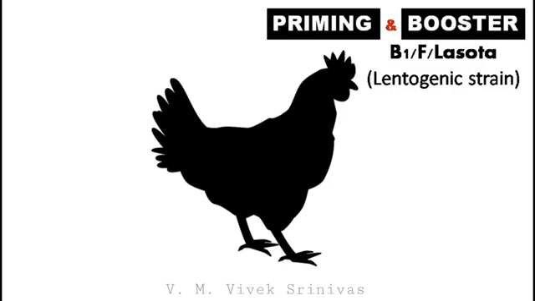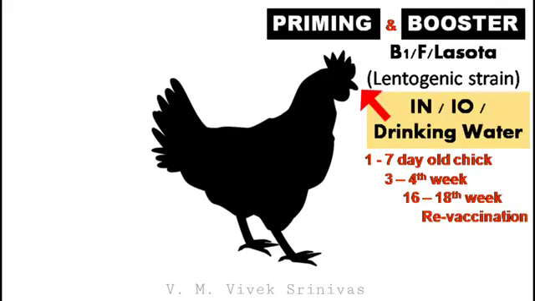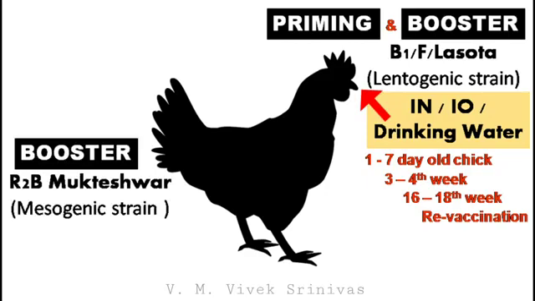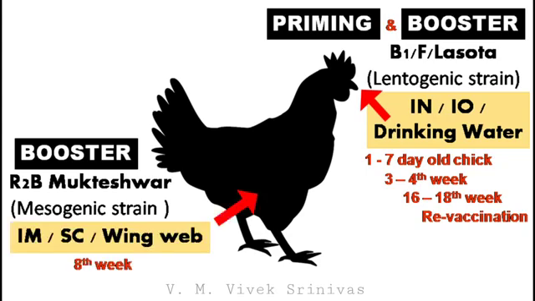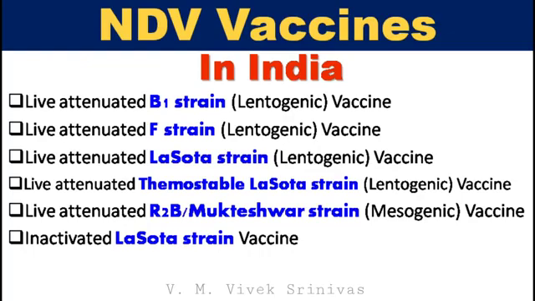For priming and booster doses using the lentogenic strains, like F strain, B1 strain or Lasota strain, vaccination is done through the intranasal or intraocular route, or by drinking water, and also by coarse spray method. The booster dose using the R2B Mukteswar or mesogenic strain is done through the intramuscular or subcutaneous route, or wing-web intradermal injection.